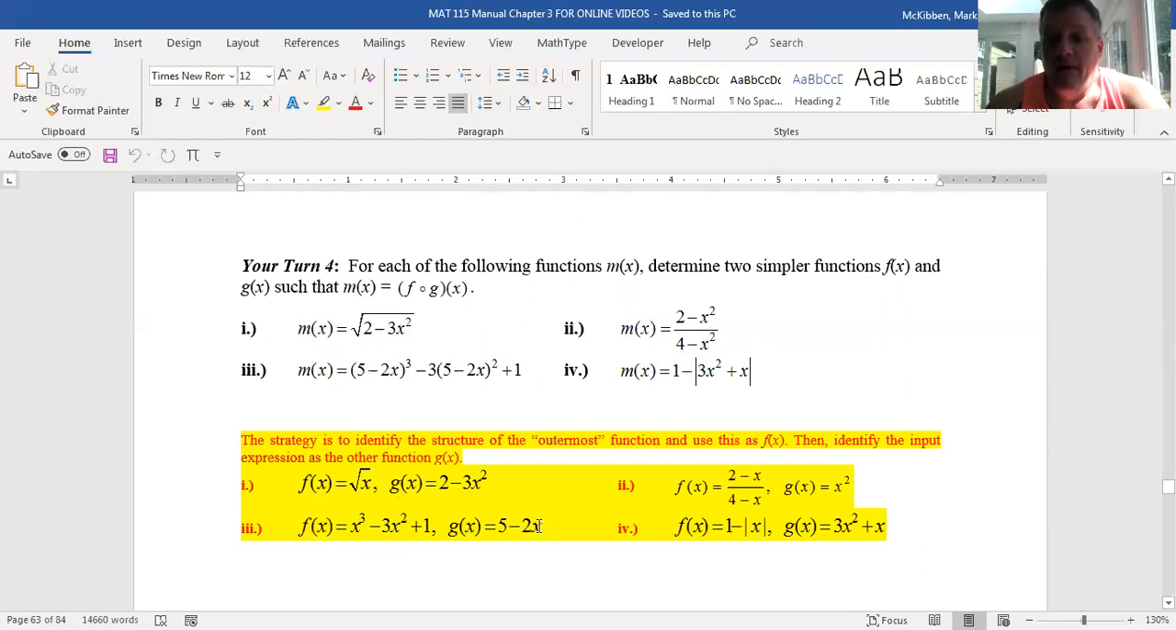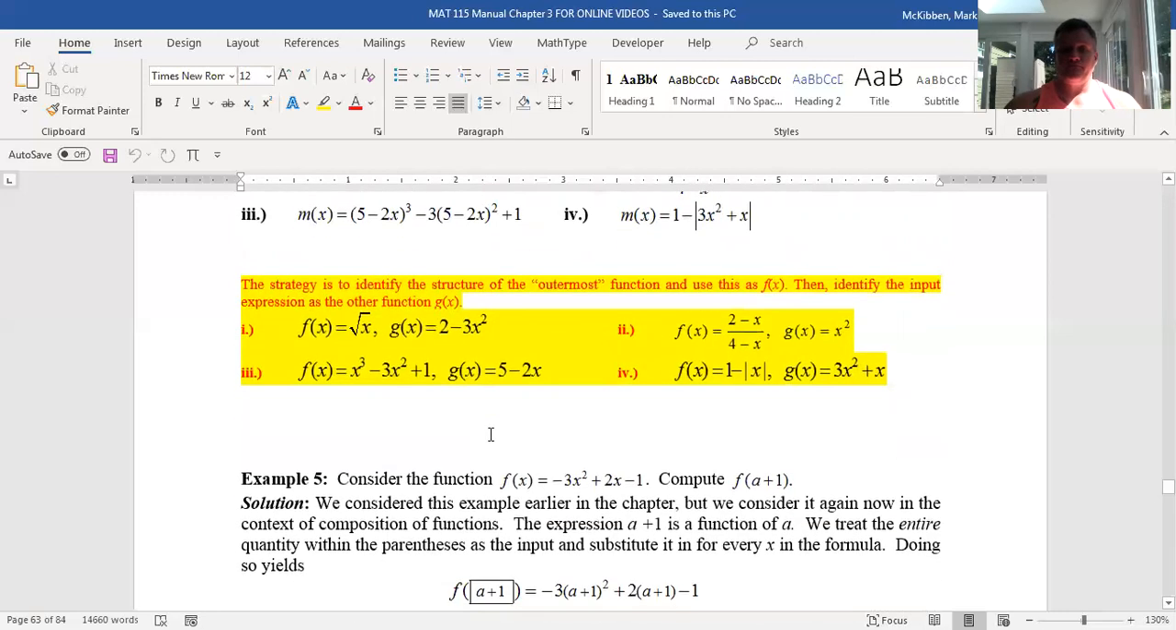Okay. And then finally here, this function is really 1 minus the absolute value of something. And so the outer function is 1 minus the absolute value of x. And then what am I taking the absolute value of? Well, that's that 3x squared plus x. Okay. So that's how you want to think about decomposing more complicated functions into a composition of two simpler ones.